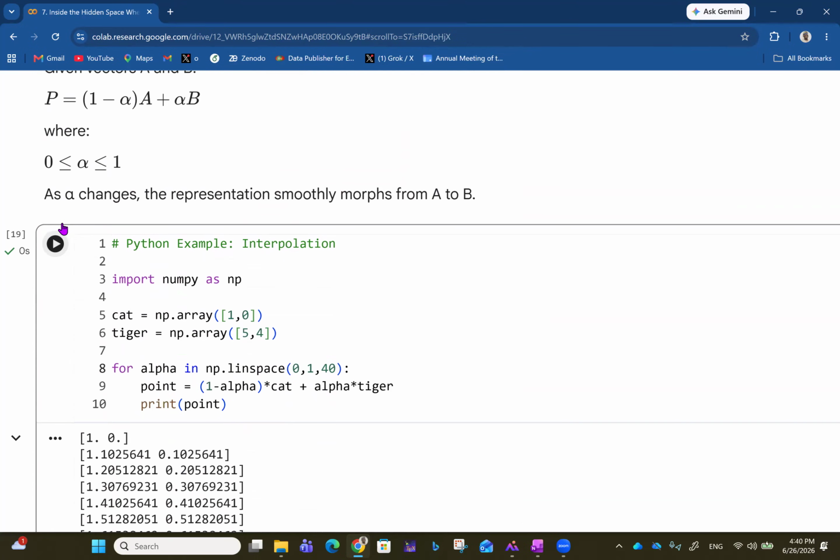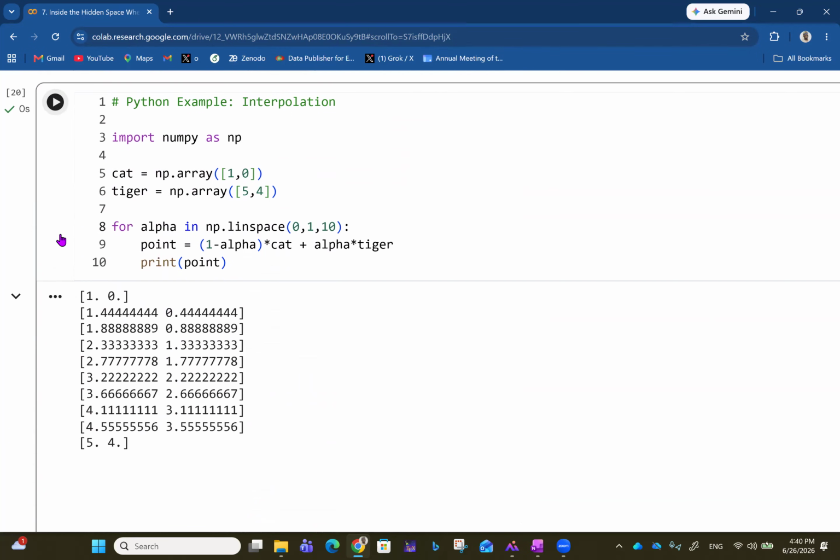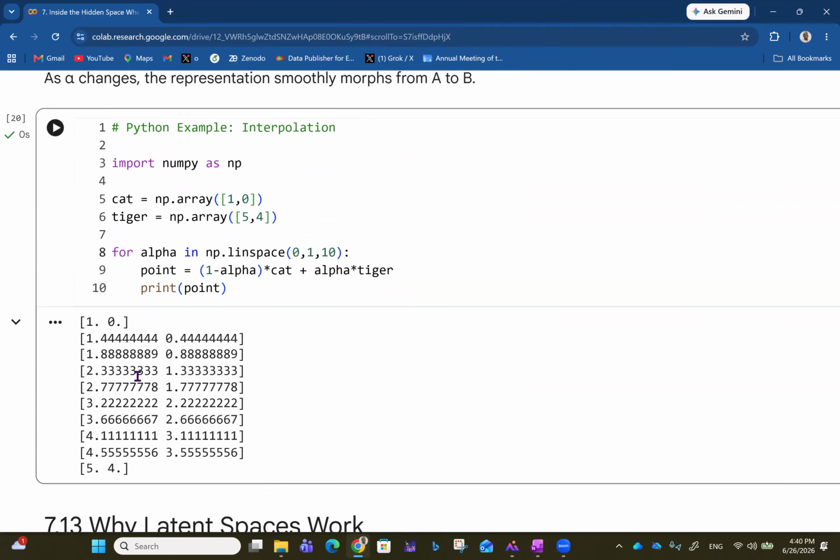So the number you have after 0, 1 here is the number of steps in which you want to arrive at tiger, starting from cat. So if you do it in, let's say, 10 steps, it means in 10 steps you keep moving gradually. So you have a transformation taking place until you progress to this point.